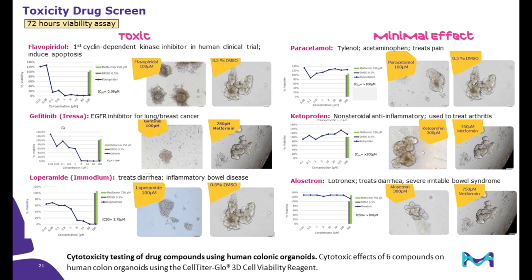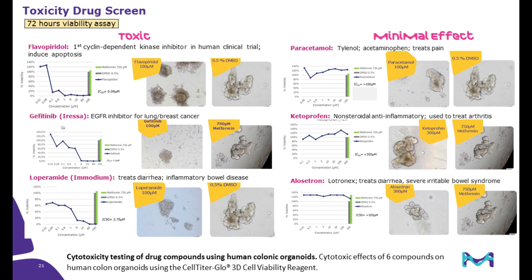These are the dose-response cytotoxicity results of different drugs on our iPS-derived colon organoid. Flavopiridol was the first CDK inhibitor in human clinical trials. It is known to induce programmed cell death. Its toxic effect on our iPS-derived colon organoids is consistent with expectation. Gefitinib and loperamide also exhibit toxic effect as expected. For metformin, we do not observe any apparent cytotoxicity even at 750 micromolar. This is consistent with expectation.